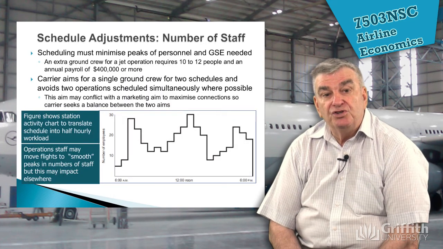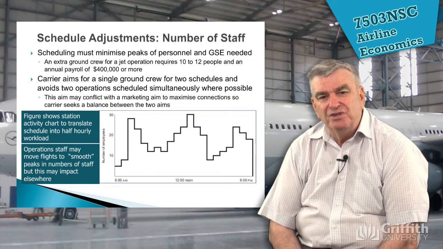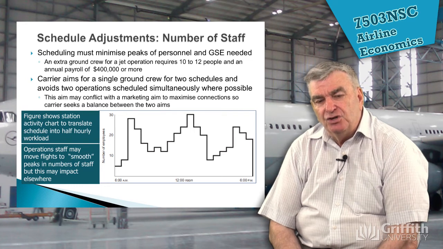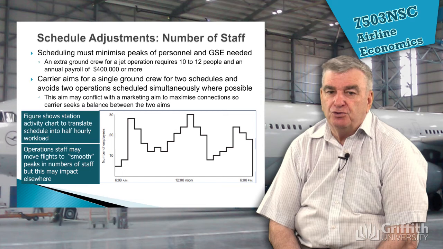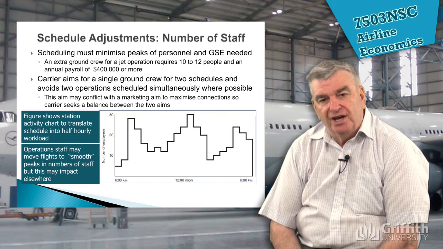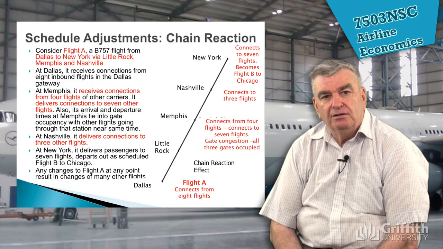We have to look at the number of staff. And this graph here shows an example where we plot the number of staff and we see we've got peaks and troughs. And we say, well, if we have a stable workforce, that's going to be hard to meet. We can hire extra people in, but will they work those hours for a short time? So we have to find ways of smoothing it out.